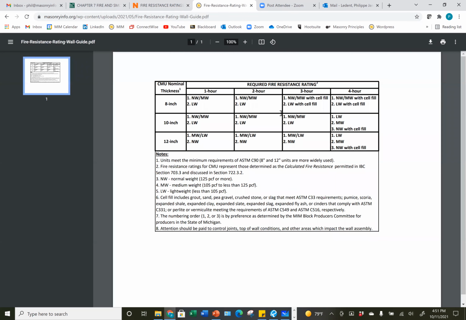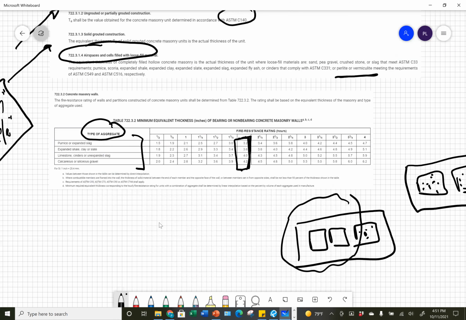If we need a 3-hour fire rating, we would then need to use cell fill with an 8-inch unit. Our 10-inch and 12-inch units here in Michigan do meet a 3-hour fire rating for hollow or partially grouted construction. With a 12-inch unit, the most cost-effective option would be a medium or lightweight unit. And if we do need a 4-hour fire rating with a 12-inch unit, we would prefer to use a lightweight unit to keep the density and weight of that unit down.